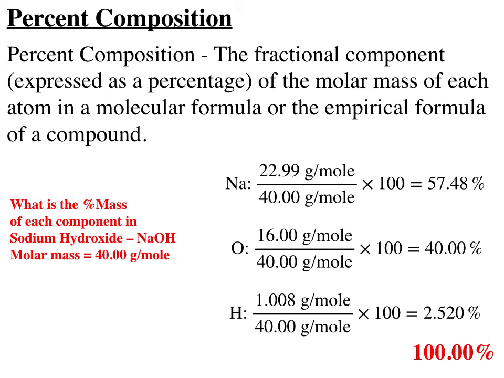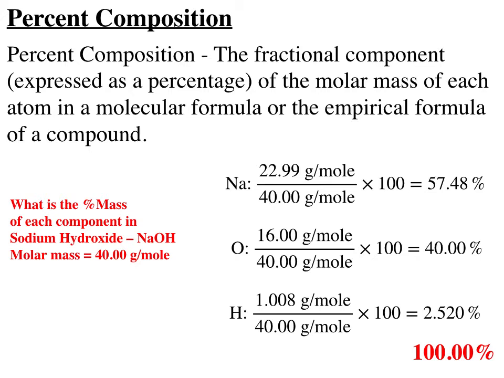Look at computing the percent composition of the various elemental components of a given compound or molecule. First of all, the definition is that the percent composition is the fractional component, expressed as a percentage, of the molar mass of each atom in a molecular weight, or you take the atomic mass percentage of the molecular weight total from the empirical formula of the compound.